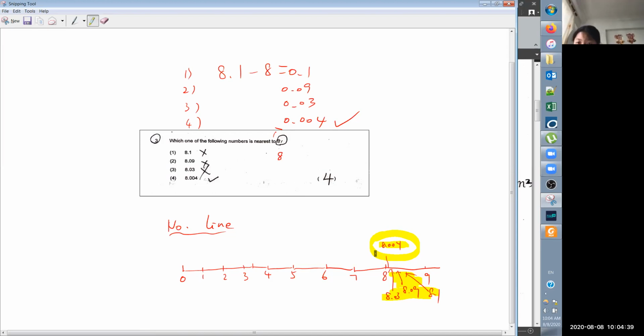All right, simple, right? Okay, sometimes the question might give you 7.9 or 7.92. So what you are going to do is just take the difference. So the difference here is 0.1, and the difference here is 0.08. Okay, then you have to compare among all the differences, and then you see which one is the closest. All right, so you have to look at both sides.